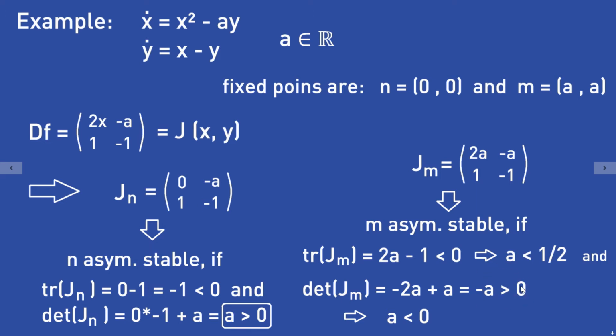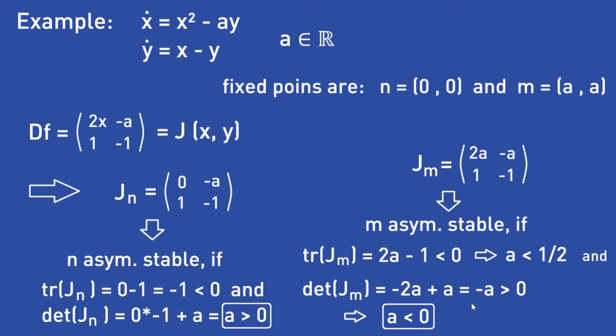This is what the Routh-Hurwitz criterion tells us. And this here, minus a is larger than 0, is the same as a is smaller than 0. So m is asymptotically stable if a is smaller than 0, because a has to be smaller than 1/2 and a has to be smaller than 0. So both conditions have to hold true, so a has to be smaller than 0. So this is the condition for which m is asymptotically stable.